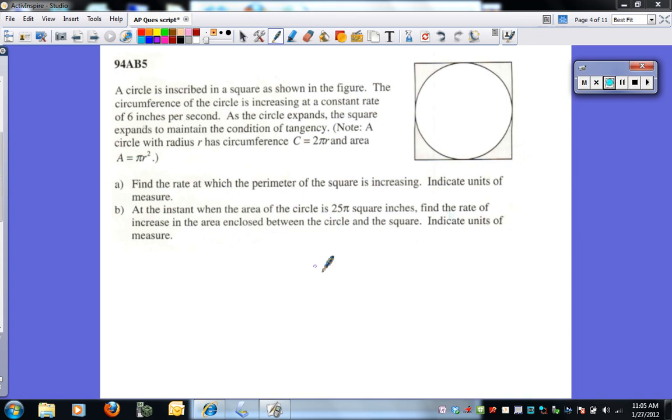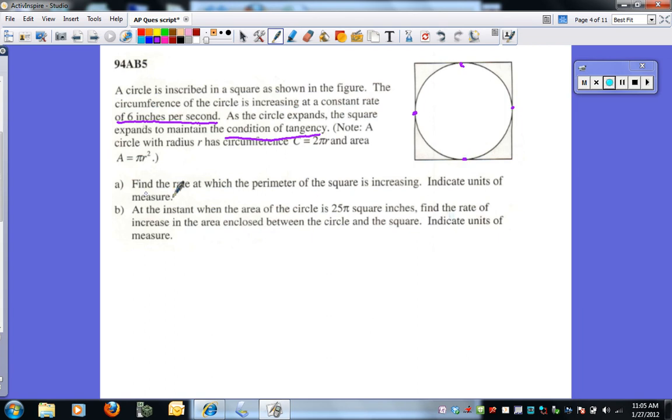So here we have a circle inscribed in a square, shown in this figure. The circumference of the circle is increasing at a constant rate of 6 inches per second. So I'm going to underline that. As the circle expands, the square maintains the condition of tangency. So that means it stays there as it expands, which is kind of cool.